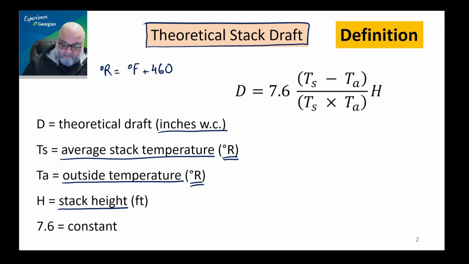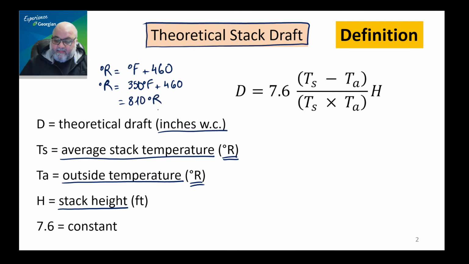So for example, if we have an average stack temperature of, say, 350 degrees Fahrenheit, the degrees Rankine for it would be equal to 350 degrees Fahrenheit plus 460, and that is a whopping 810 degrees Rankine. Okay, so we're going to use this example to do our calculations.